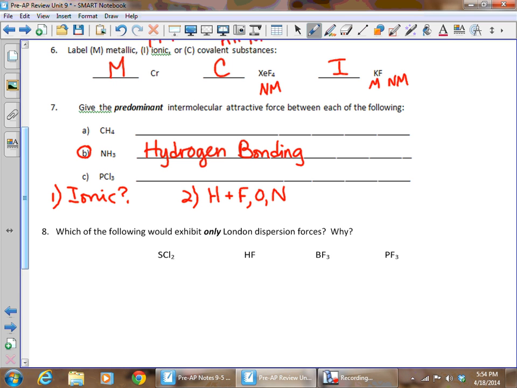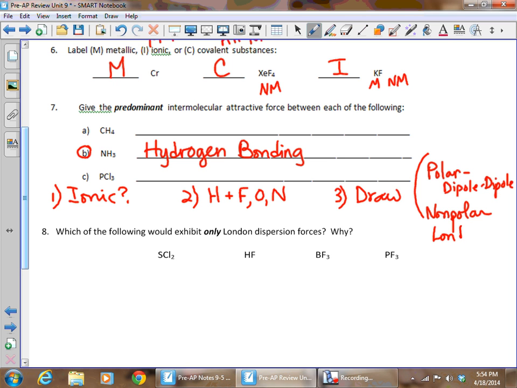The next thing, remember, that we have to do is to draw any other structures. And our rule is, if it's polar, then it's dipole-dipole. If it's nonpolar, then it's London dispersion forces.